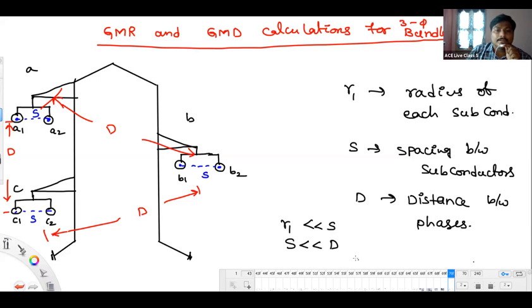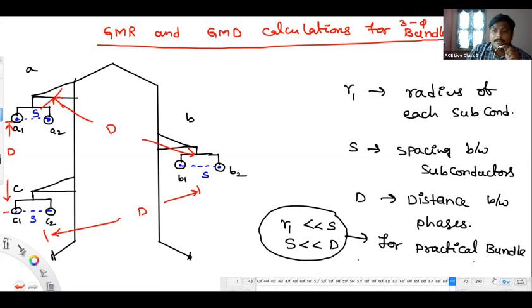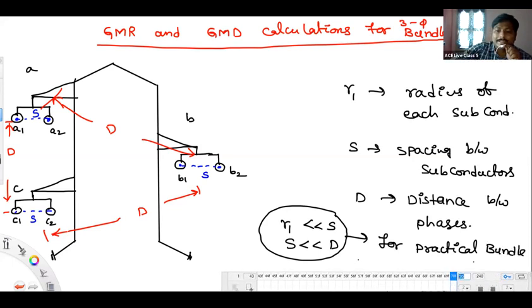Okay, fine. So R1 is very, very less compared to S, and S is very, very low compared to D for a practical bundle conductor system. Okay, so let's continue.